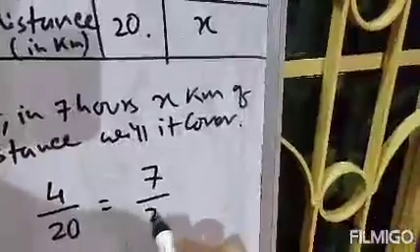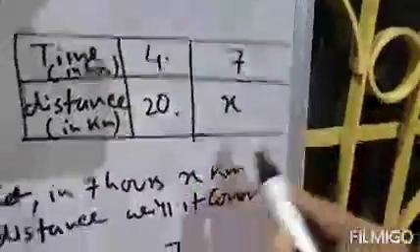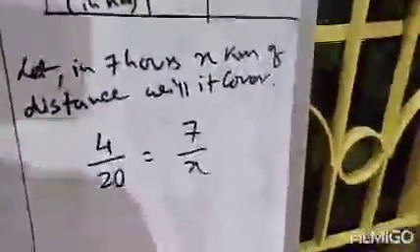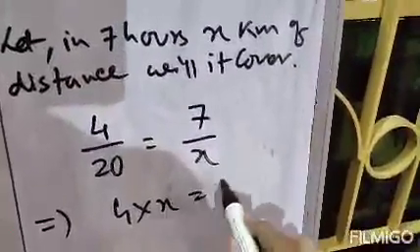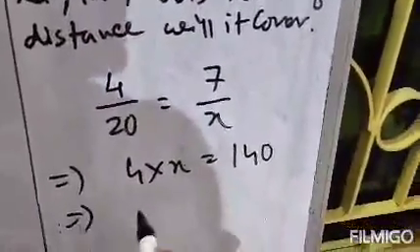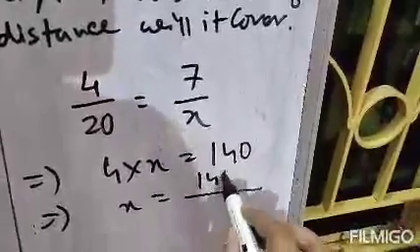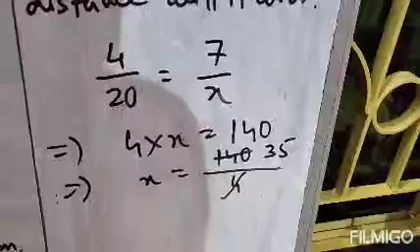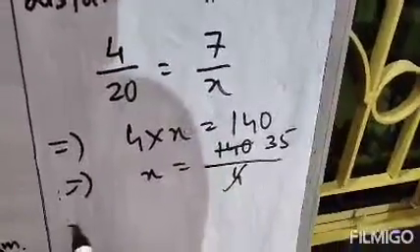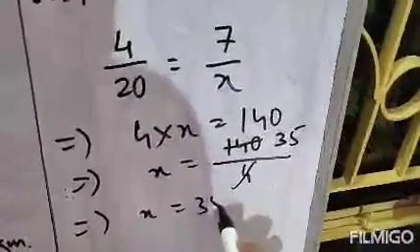If this is your x and this quantity is your y, that means 7 by x. Clear? So this is your x by y. So just cross multiply: 4 into x equals 140, that is 7 into 20. So x will be 140 divided by 4, which is 35. So x will be equal to 35, that means 35 kilometers.